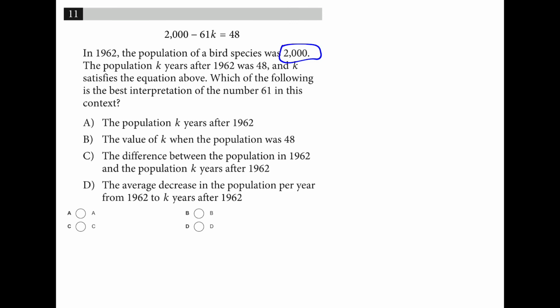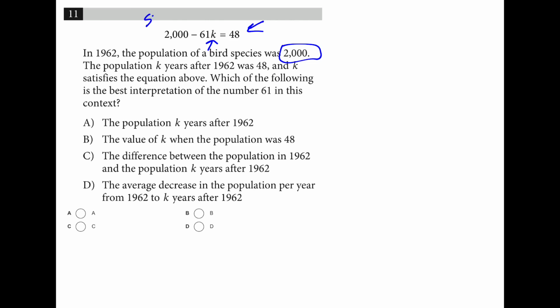We have our initial amount, 2,000. That's our starting value. And then our slope is going down by some number k. Well, that's the number of years. It's going down apparently by 61 per year. And after some number of years, it's 48.